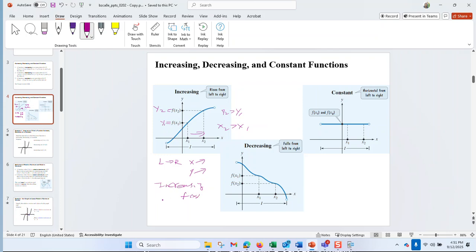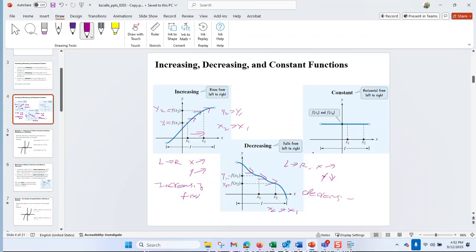On the other hand, look at this one. You can see this is increasing. This one is decreasing. From left to right, x is always increasing. That means x2 is greater than x1. My y2 here actually is less than y1. So when x is increasing, y is decreasing. This one is called a decreasing function, because when x is increasing, y is going down.